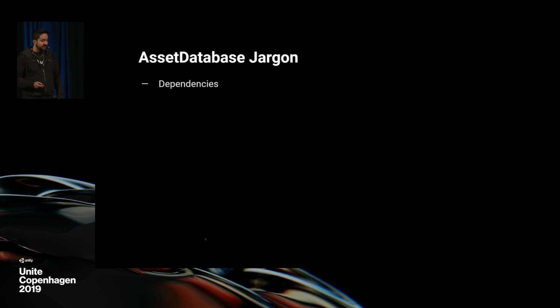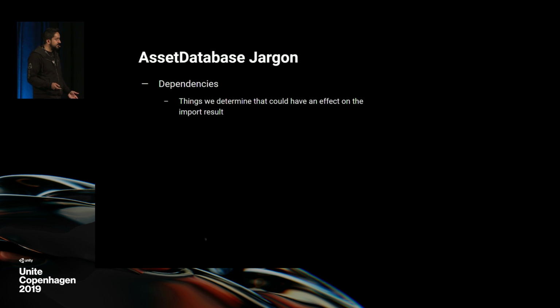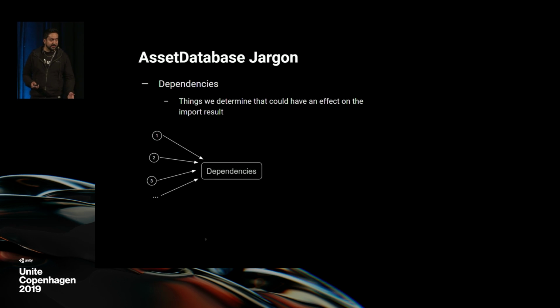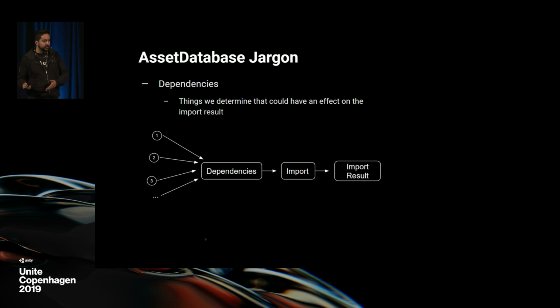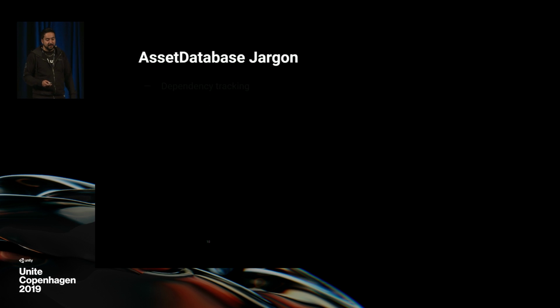Next thing is dependencies. These are things that we identify as something that can have an effect on the import result. Meaning in this example, these three things and some others, we mark them as dependencies, and then we import, and we have an import result. So it's not just your asset, it's your asset plus some additional dependencies that get imported and are part of the import result.